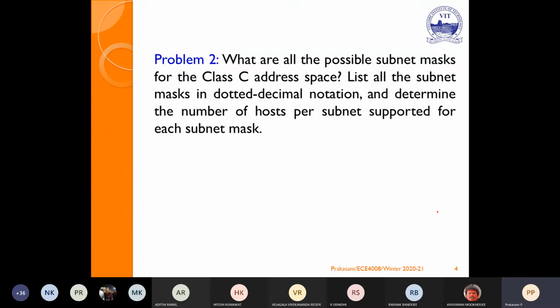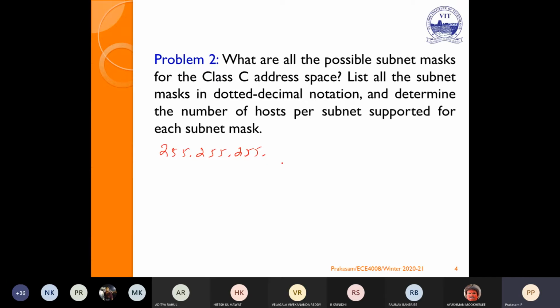Next: what are all the possible subnet masks for the class C address space? Clearly, here they have given class C. What are all the possible subnet masks for class C? The first three fields are 255, 255, 255, since it is a class C.